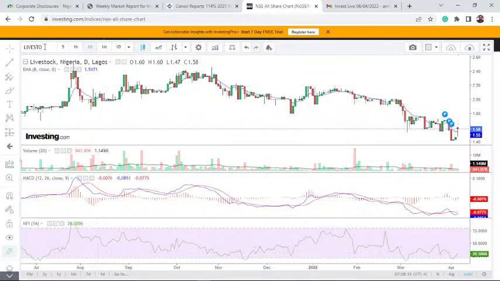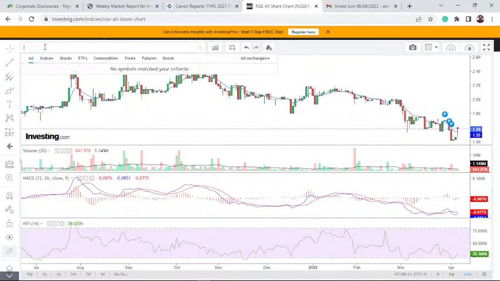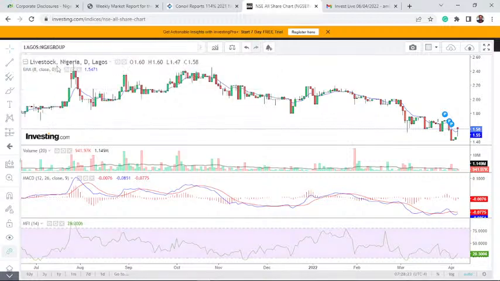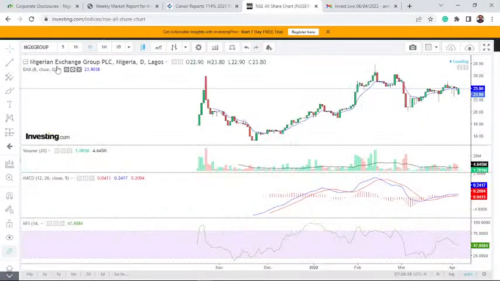Look at the 1 hour chart and daily chart for livestock for day traders. It is looking good. But let's look at the NGS now. We're going to look at all of them before we move to another stock. Let's quickly look at NGS for the round up for today.